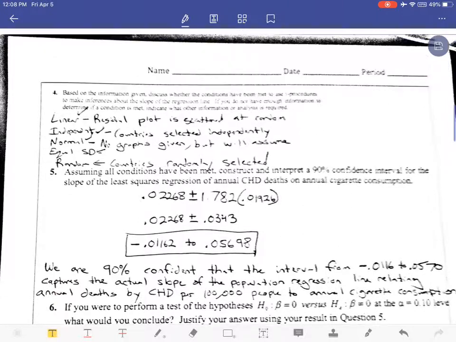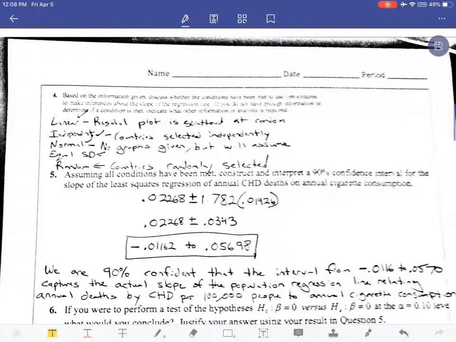So the way we construct that, we take our sample slope and we put that as our first number. That's like our point estimate. So the slope that's given to you in the regression output table, that's what you put there. And then for your 90% confidence interval, next thing we got to do is our critical t-score. So for your critical t-score, same thing that we did for all of our other confidence intervals.